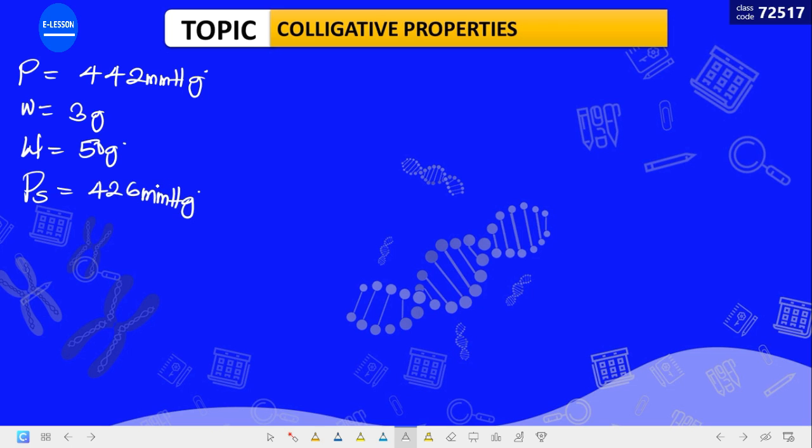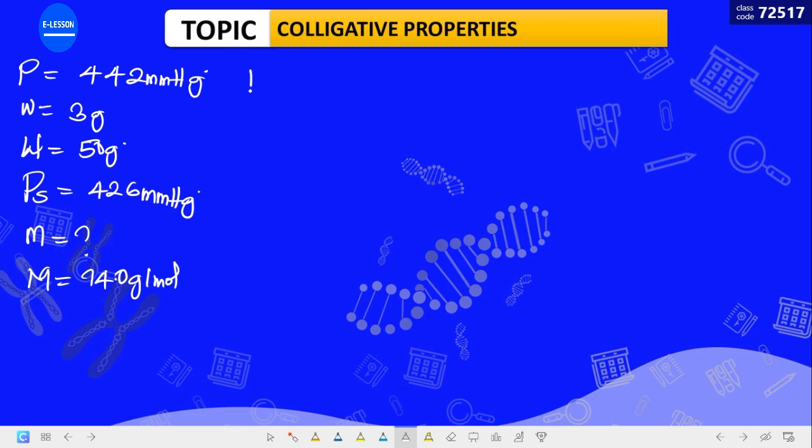The question says calculate the molar mass of the compound A. What you are asked to calculate is small letter m, the molar mass of A. In this question, the molar mass of diethyl ether, capital letter M, is 74.0 gram per mole. Now, to solve this question, let's solve.